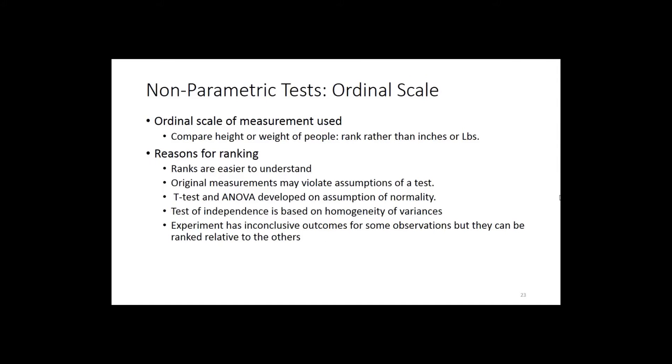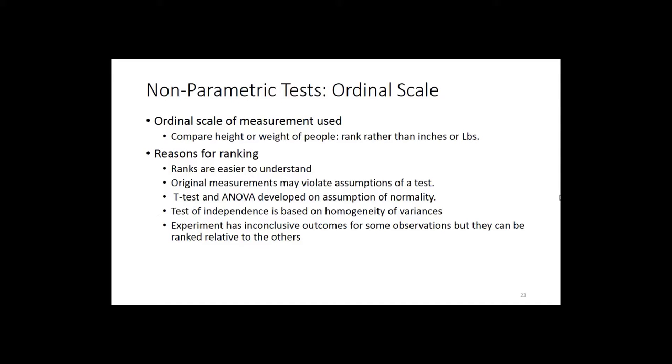There are other tests, non-parametric tests, for when we do not have the assumptions of ANOVA met. Ordinal scale of measurement is used here for comparing, for example, the height or weight of people. If we rank order them, people understand them better compared to stating them as inches or pounds. There might be many different reasons for ranking. Ranks are easier to understand, or original measurements may violate assumptions of a test.